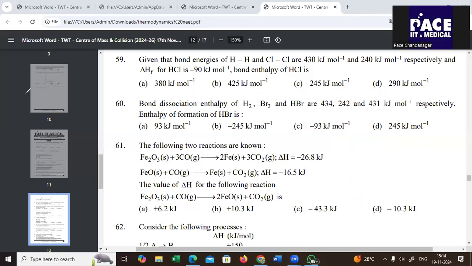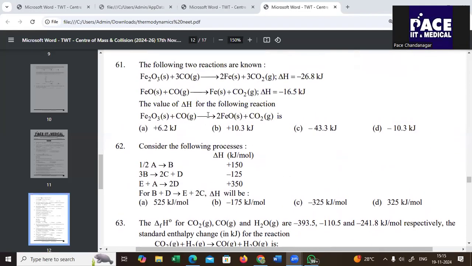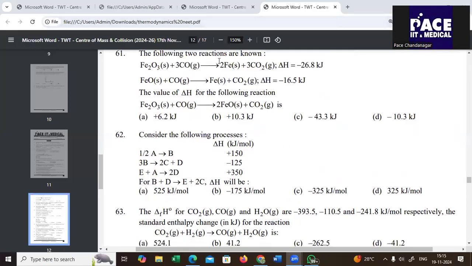Yes. So let's talk about question number 61 here. The following are some reactions given here. I'm just expanding this one second. So you are given two reactions. The value of delta H for the following reaction is how much? How are we going to get that equation?